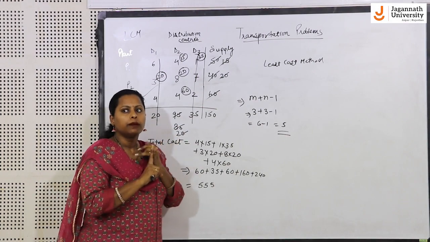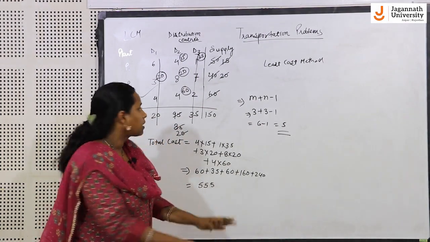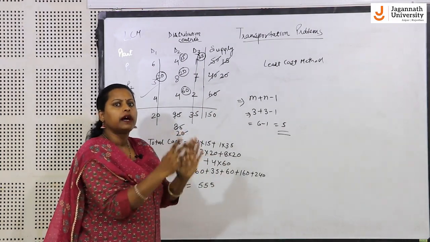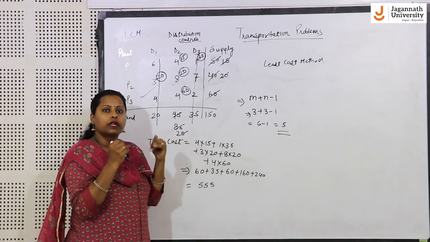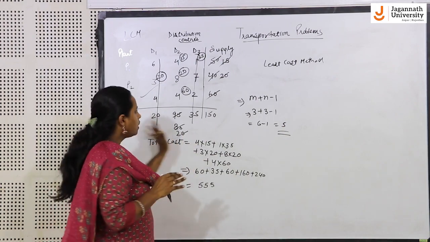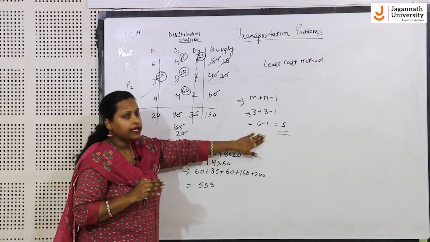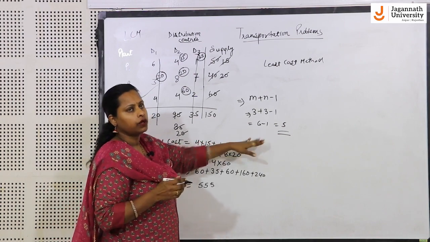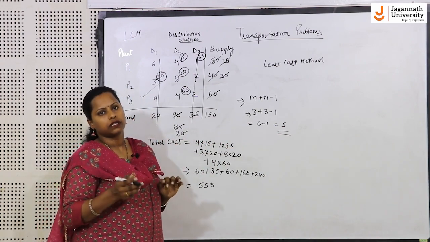And the most important thing before starting the question is to check the demand side and supply side. Fine. If the total of demand and supply is equal, then this is a balanced transportation problem and you can go easily to solve the question. Okay. So I hope this point is very helpful to you to understand whether your allocation is right or wrong. Fine. So this was your second method, that is least cost method.